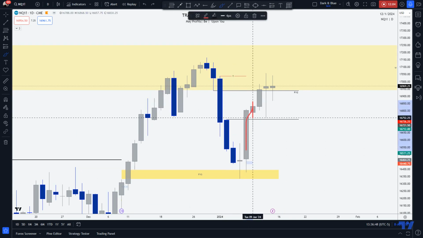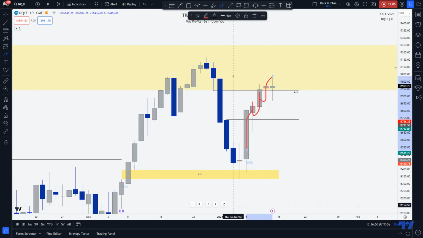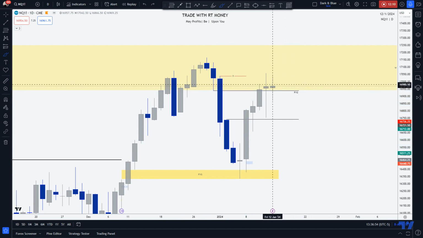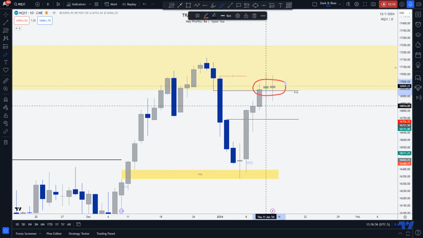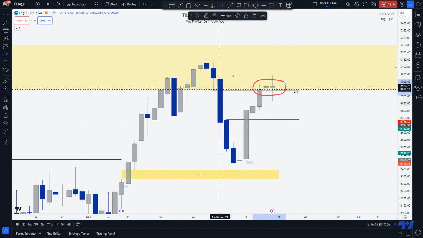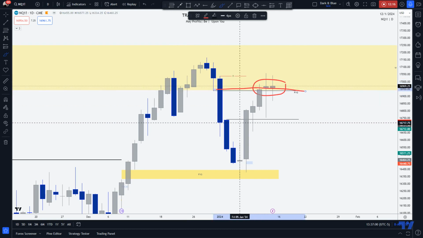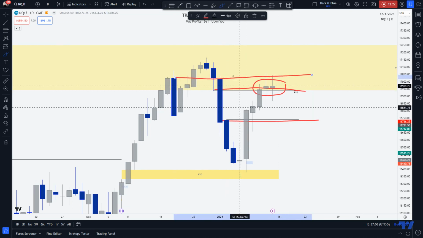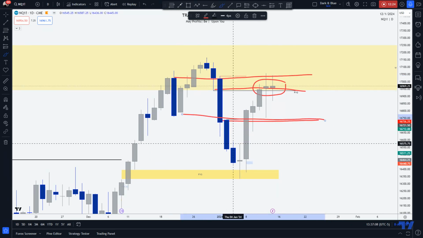Price continued to trade back through that bearish breaker block. And now we see opens and closes above the fair value gap that was created here. This is a bearish fair value gap. All right. This bearish fair value gap was inside of this breaker.